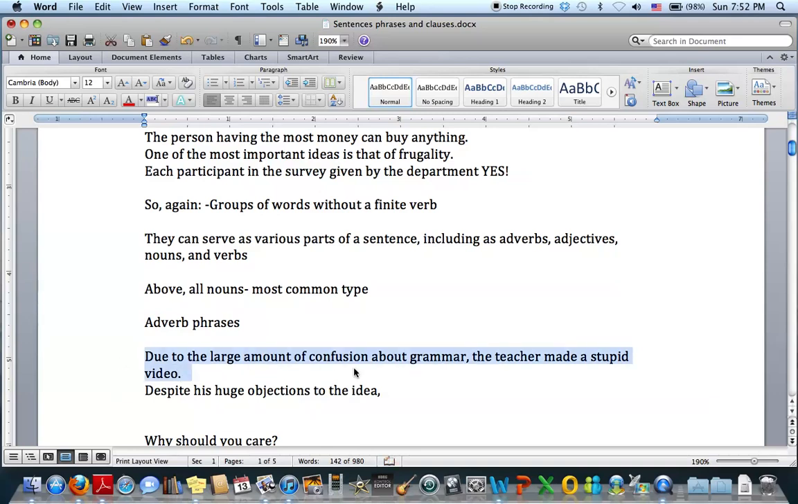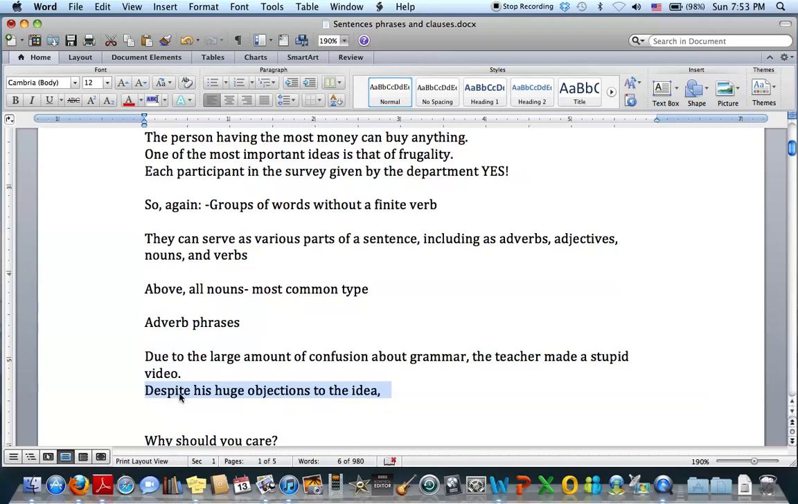Okay, so looking at that, what we have right here is a full phrase. And again, we know it's a phrase because we don't have a finite verb and a clear subject. The whole thing is saying, well, students were really confused about grammar. They didn't understand it. There was a large amount of confusion about grammar. And because of that, the teacher made a stupid video. So the whole phrase right here actually modifies the following independent clause.